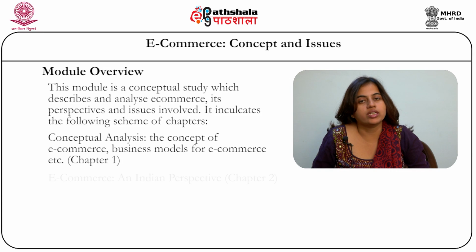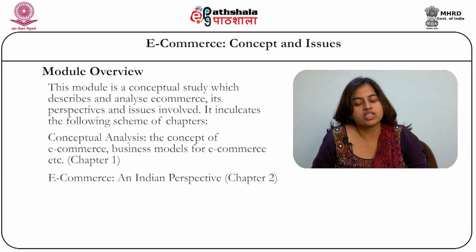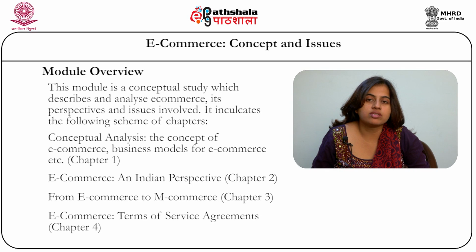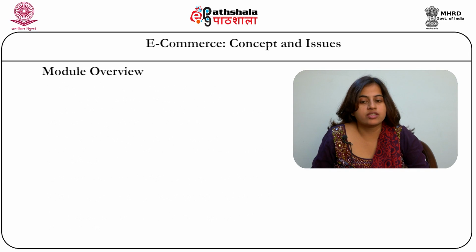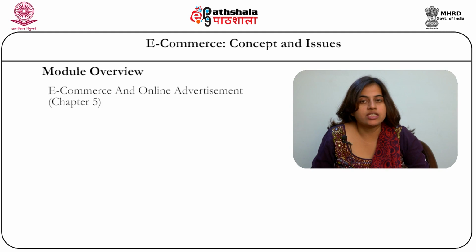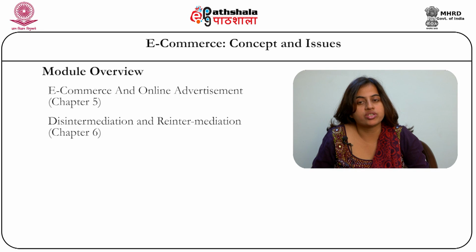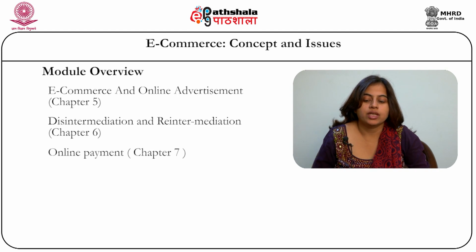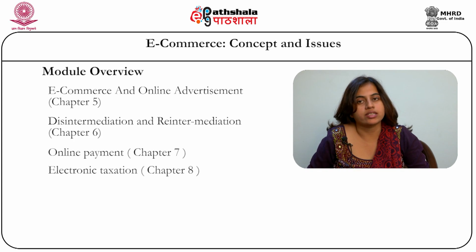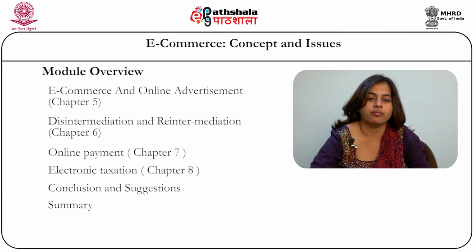Second chapter is about e-commerce and Indian perspective. Third chapter is about m-commerce to e-commerce. Fourth chapter is about e-commerce terms of service agreements. Fifth chapter is about e-commerce and online advertisement. Sixth chapter is about disintermediation and reintermediation. Seventh chapter is about online payment. Eighth chapter is about electronic taxation. And lastly, we'll be discussing conclusions, suggestions and the summary of the module.